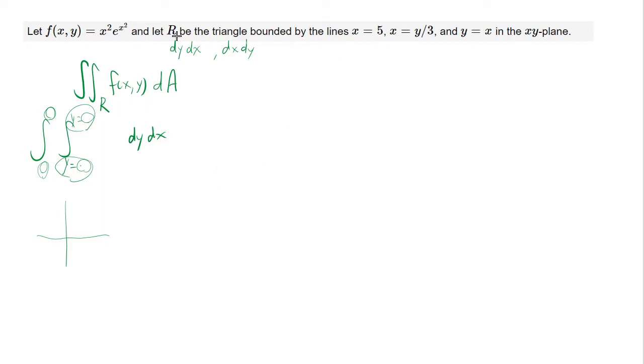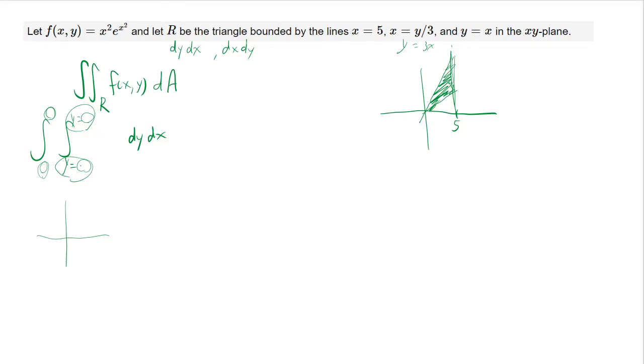Okay, so let's look at region R. If I say this is 5, and I solve this for y, multiplying by 3 on both sides, I get y equals 3x, so that's a very steep line, whereas y equals x is this line. So it's something like this. It's the domain that's bounded by these curves. So that's what we have.